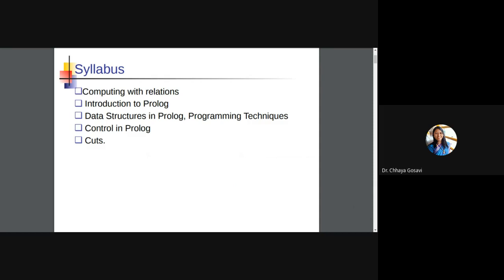Then the language: you studied Scheme in functional programming, we studied functional programming concepts with respect to Scheme. In this unit, we are going to focus on Prolog. So: introduction to Prolog, the data structures and programming techniques, how we can use control in Prolog, and guts. Guts is a term that is used in Prolog. We are going to explore it later.